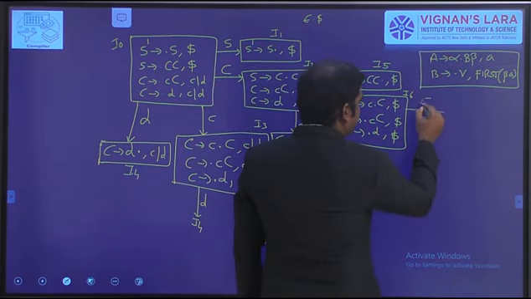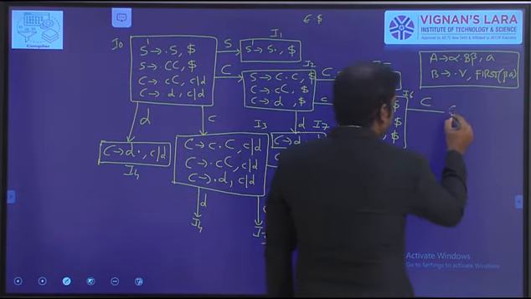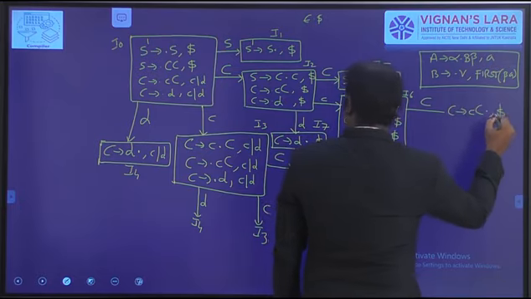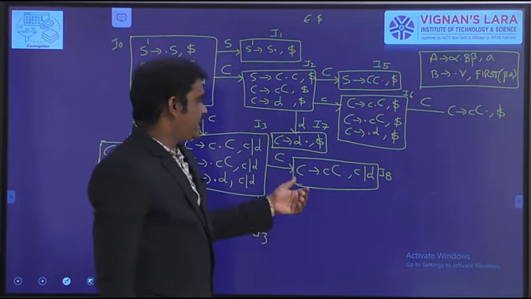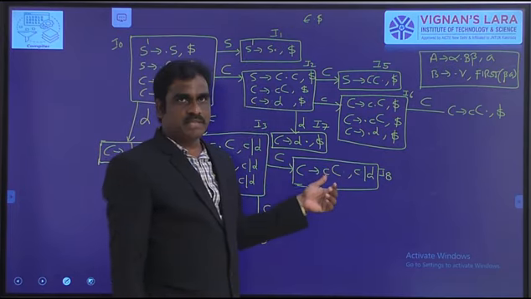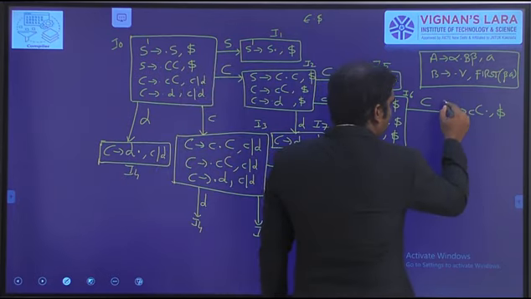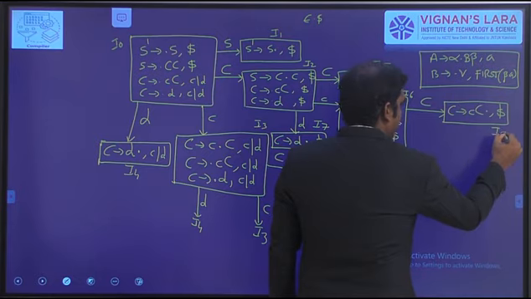First input symbol is capital C. So here the result is C2 CC dot comma dollar. Here C2 CC dot, the first part is the same but the second part is different. So it is better to give a new number. This is I9.